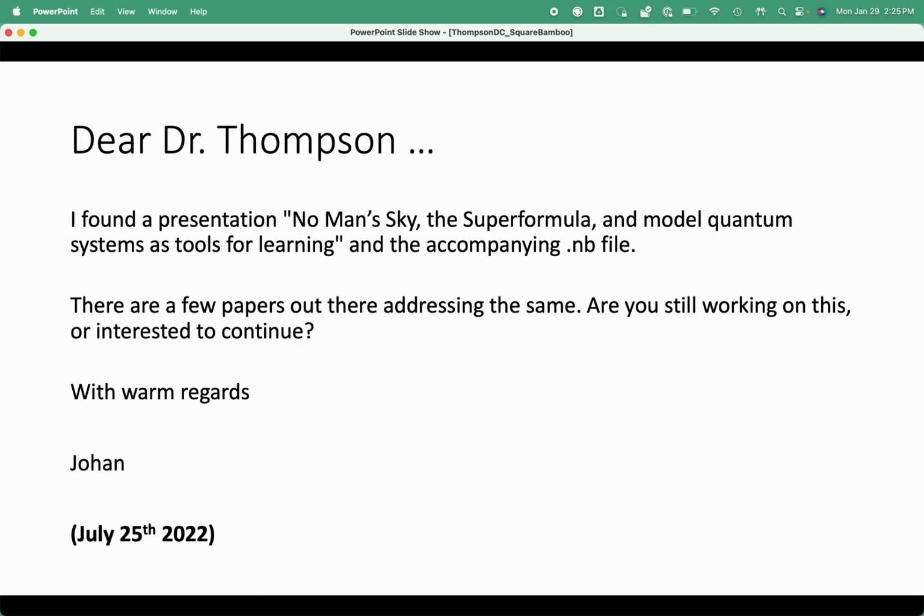So fast forward 18 months, and my family and I have relocated to the UK to spend the summer of 2022 with my parents, and I received the following random note of outreach from Professor Gielis. "Dear Dr. Thompson, I found a presentation in No Man's Sky, the Superformula, and the accompanying Mathematica notebook file. There are a few papers out there addressing the same. Are you still working on this or interested to continue?"